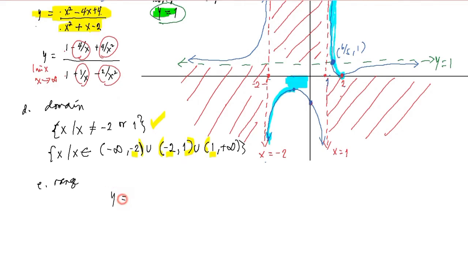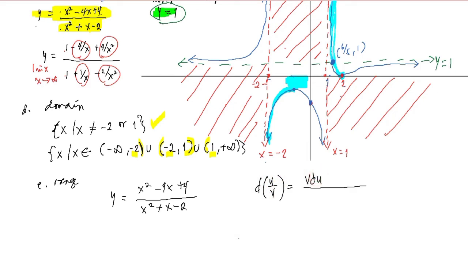So, we have y prime rather. Sulat ko muna ulit. That's y equal to x squared minus 4x plus 4 over x squared plus x minus 2. So, if we are going to recall the idea, no, nung derivative of u over v, that's v du minus u dv over v squared, diba?